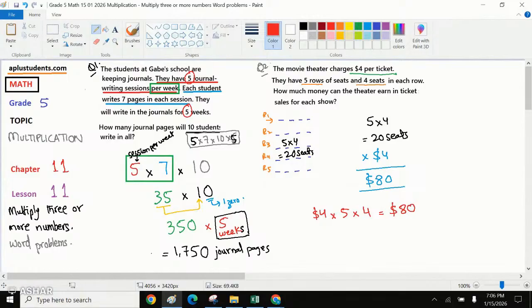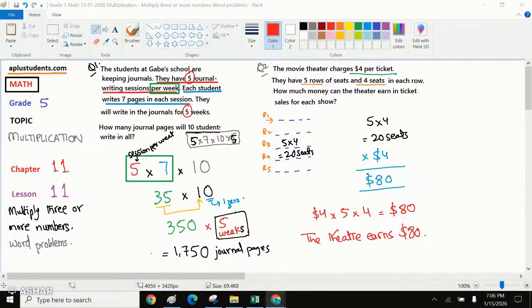Okay, so we can say the theater will earn $80. Do we agree? The theater earns $80 per show. Okay, so moving ahead to the next question.